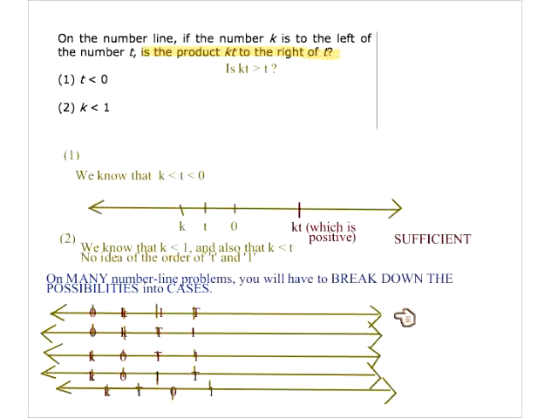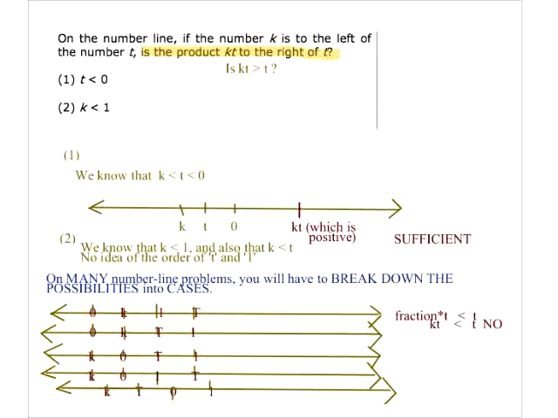In this case, you can plug numbers if you need to, but k is a fraction, so kt will be less than t because it's a fraction times t. Fraction times t is going to be less than t. So kt is less than t. That's a no to the question.